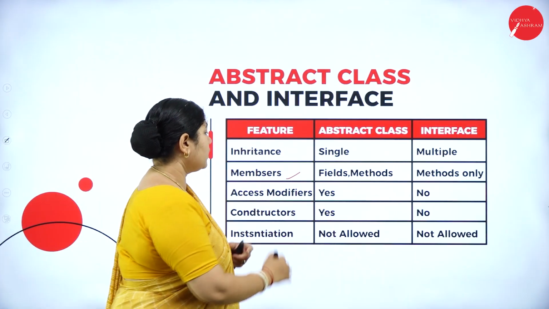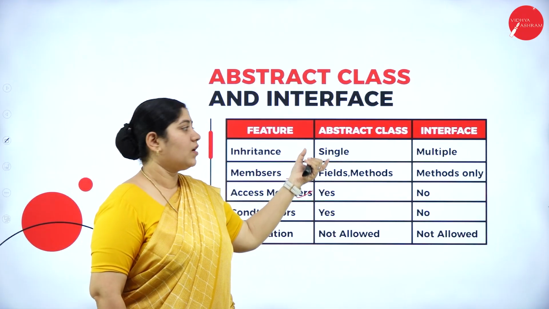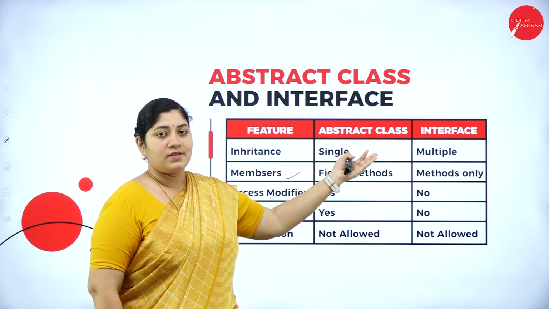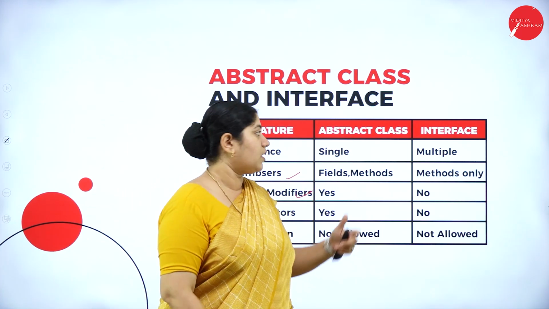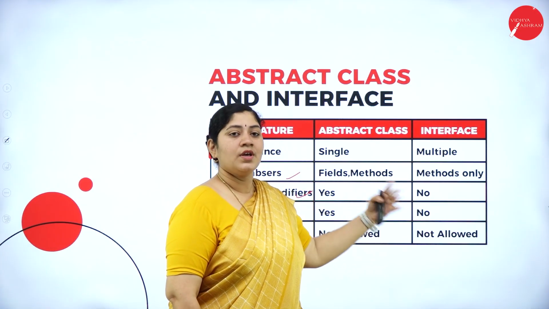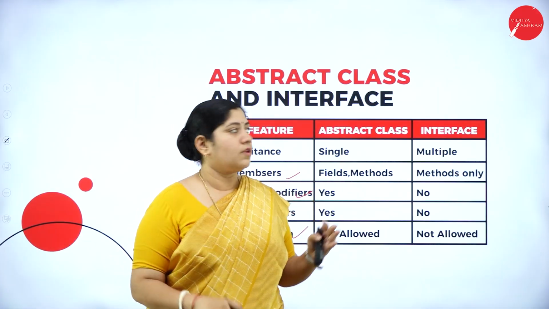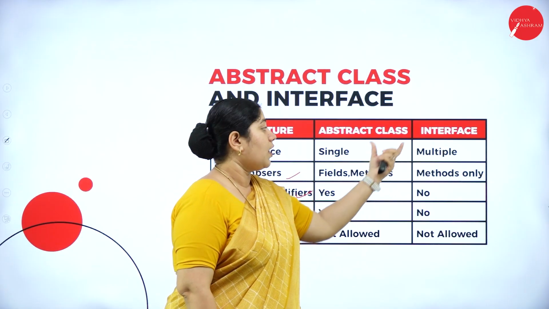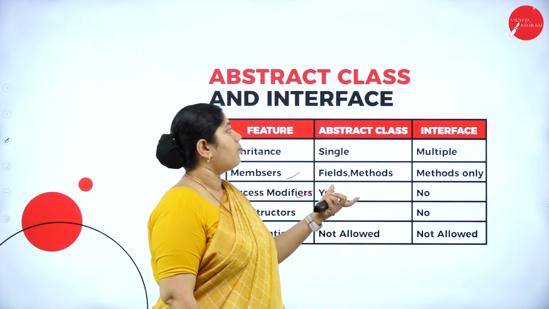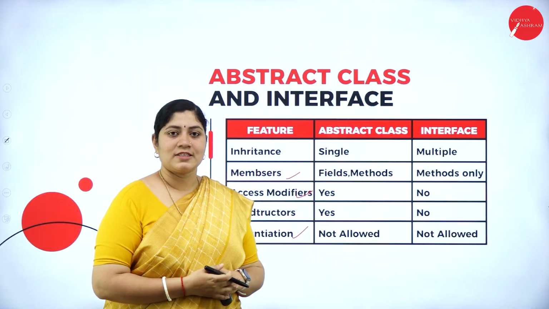Now, access modifiers are required for an abstract class and not required for an interface. Next is the constructor. A constructor is used for an abstract class and is not used for an interface. Next is instantiation. Instantiation is not allowed for abstract classes, and it is not allowed for interfaces either. So this is all about the differences between the abstract class and the interface.